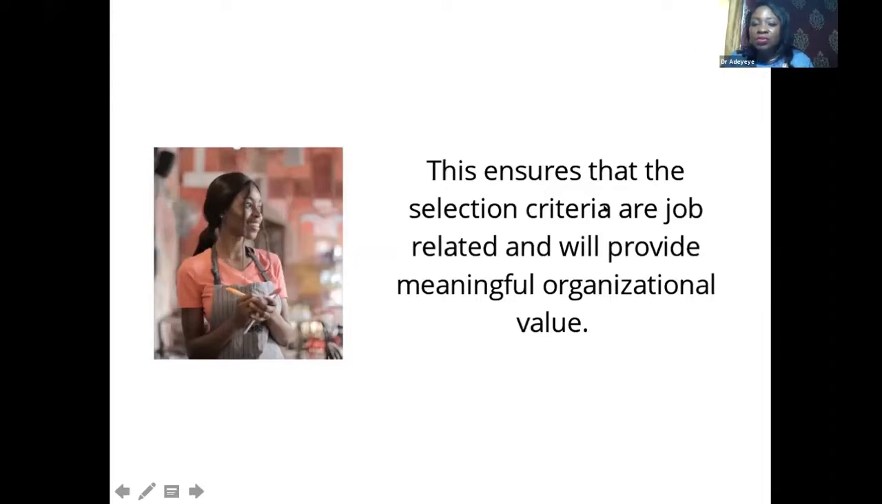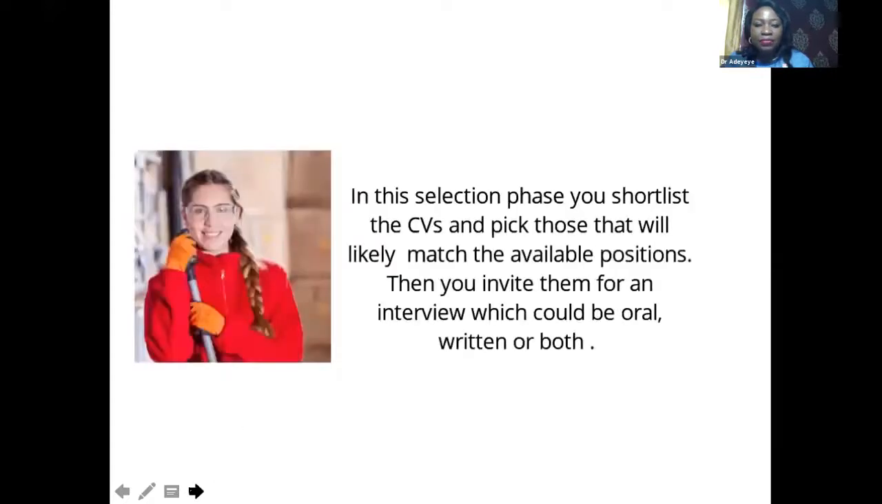People that will contribute meaningfully to your organization. In this selection phase, you will shortlist the CVs and pick those that will likely match the available positions. You've not done the interview. So you've attracted them. You will select from the CVs, those who have come to you, those who you think will fit.